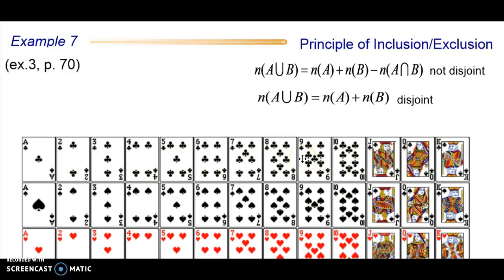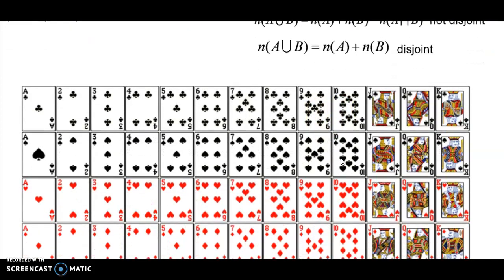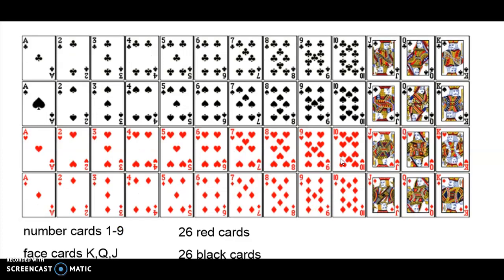Example 7, section 2.1. This example is dealing with a set of cards, and just for people who may not be familiar with this, there are 52 cards in total. There are 4 suits, called clubs, spades, hearts, and diamonds. 2 of these suits are black colored, and 2 are red colored. So there are 26 black cards and 26 red cards.